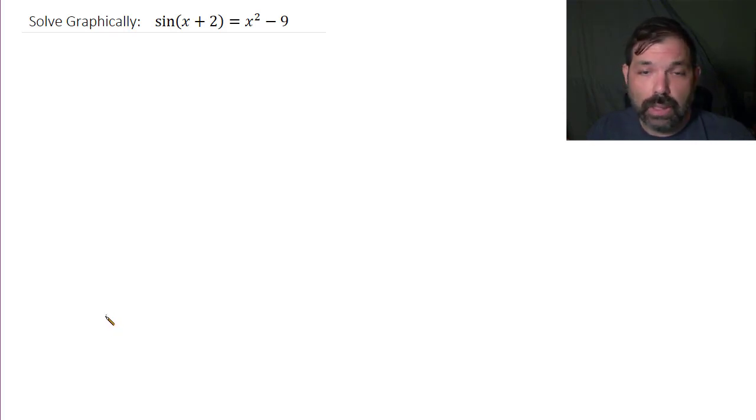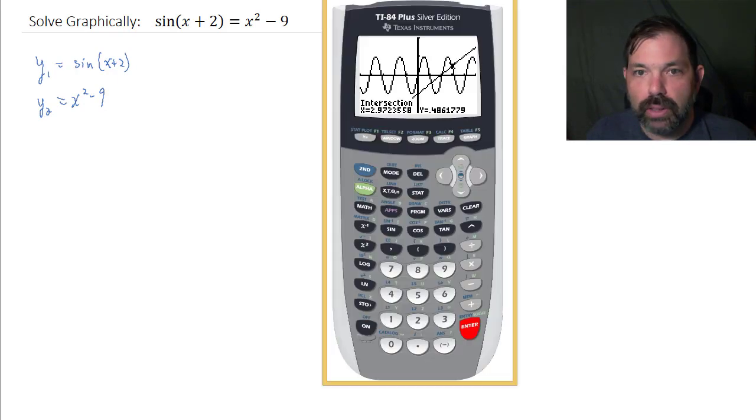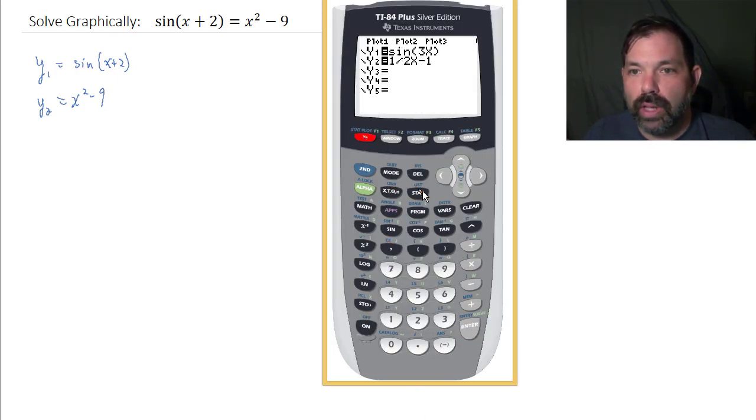All right, let's take a look at it. Did you pause to try it out on your own? All right, so like before, I'm going to call the y1 sine of x plus 2. I'm going to call the y2 x squared minus 9. Let me bring up my calculator. Go to my y equals screen. Let me clear out the old stuff. The left-hand side is sine of x plus 2. Close that off. The right-hand side is x squared minus 9.